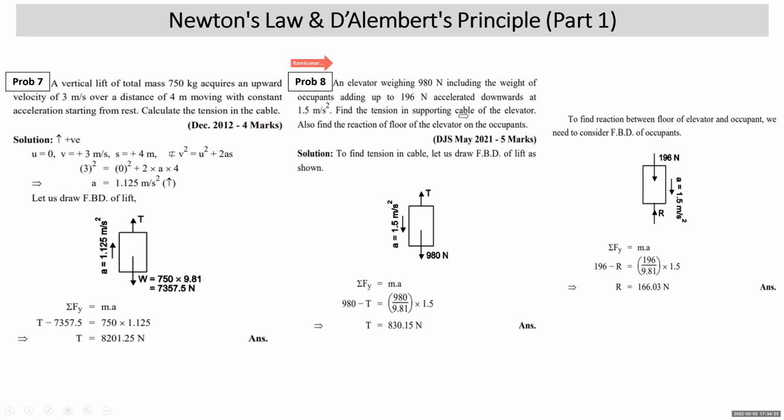Find the tension in the supporting cable of the elevator. Also find the reaction of the floor and elevator on the occupants. Now, to find the tension in the cable, we draw the FBD of the elevator or the lift.